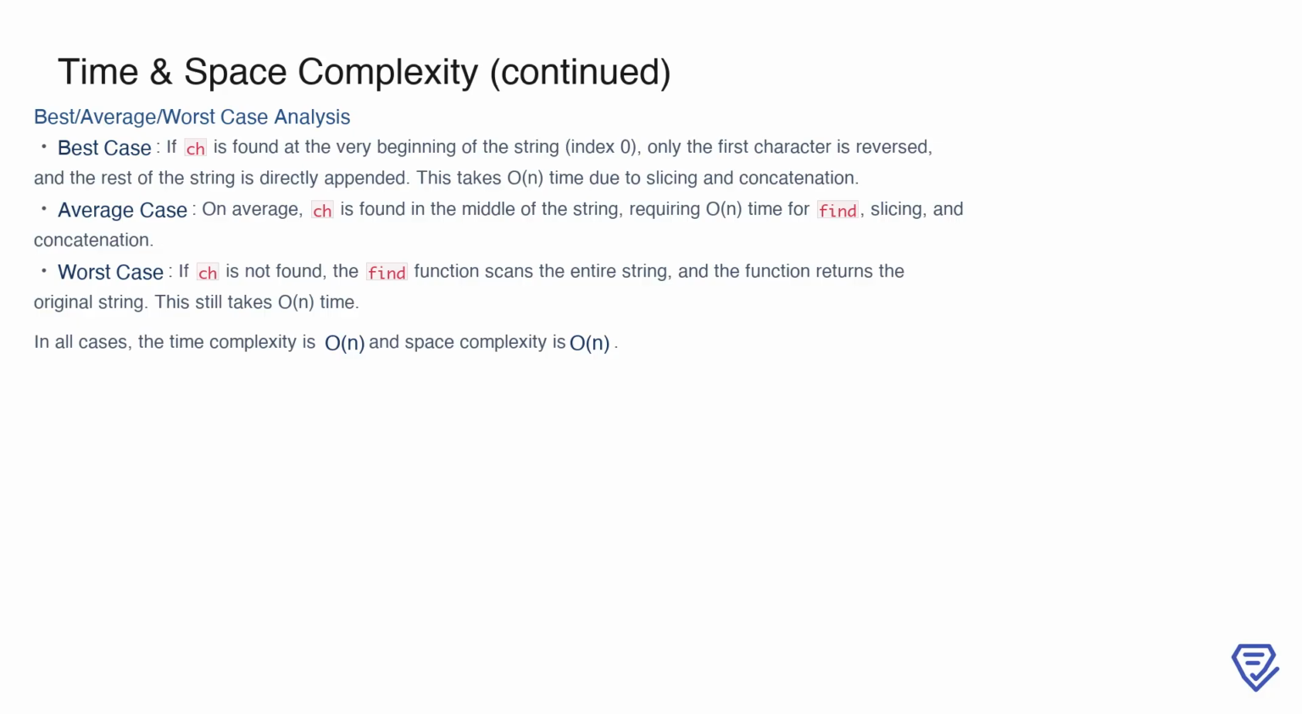In the best case, if the target character ch is found at the very beginning of the string, only the first character is reversed, and the remaining string is directly appended. This still involves slicing and concatenation, which take O(n) time. In the average case, ch is typically found near the middle of the string, requiring O(n) time for finding, slicing, and concatenation. In the worst case, if ch is not found at all, the find function scans the entire string, and the result is simply the original string.